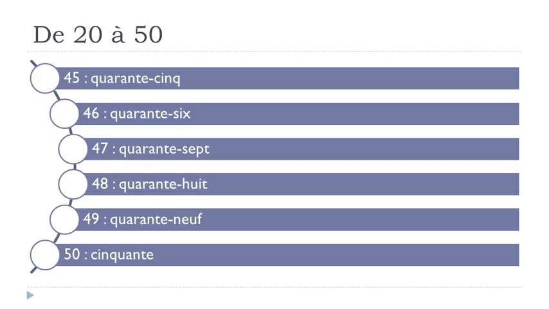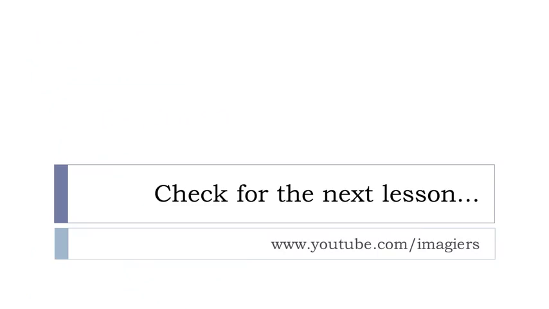Cinquante. Same thing here. Okay, remember that you've got this QU, but then you don't pronounce the U. And then you've got the nasal un, and then en. Cinquante. Okay? So that's it.